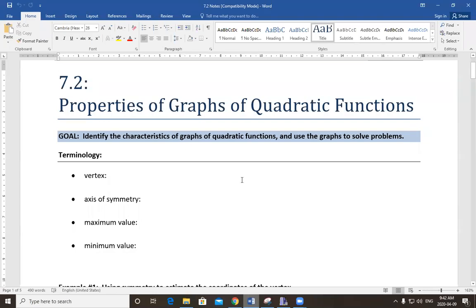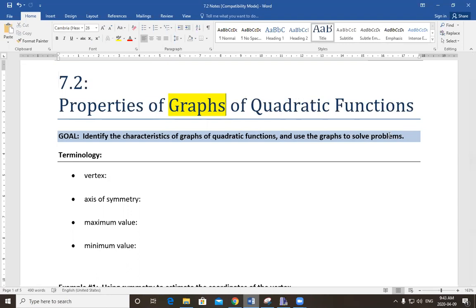All right. In today's lesson, we are going to be exploring further some more properties of graphs of quadratic functions. We're going to be looking at what information we can get from the graph of a quadratic function, which, as you recall, is the shape of a parabola. And we're going to use these graphs to solve contextual problems. So this is just an introduction to using quadratic graphs to solve problems.